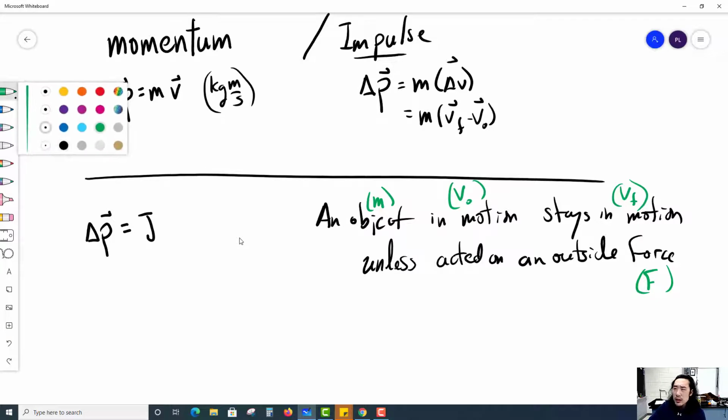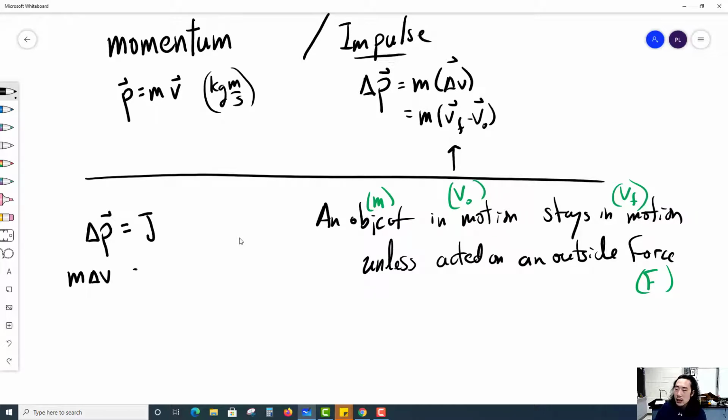So let's take a little deeper dive. m, vo, vf, and so we can combine that, actually we already did up here, so we know that delta p is m times delta v, and then we get this J. So where is this F coming from? Where the F is that F, you might be wondering.